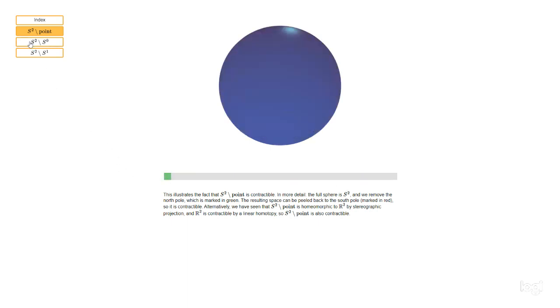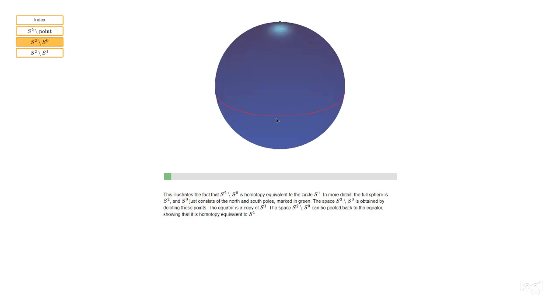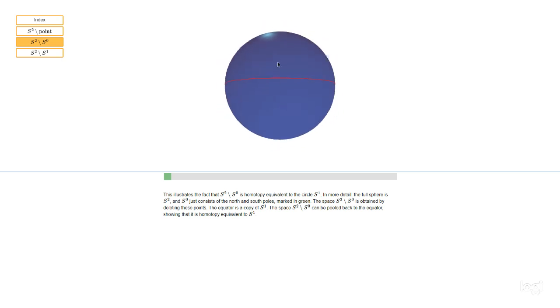Okay, so now let's see what happens if we remove two points. We're going to remove the North Pole and the South Pole. And notice that two discrete points is actually a zero-dimensional sphere, right? The zero-dimensional sphere is vectors of length 1 in R^1, and in R^1 the only vectors of length 1 are just +1 and -1. So your S0 just consists of two discrete points.